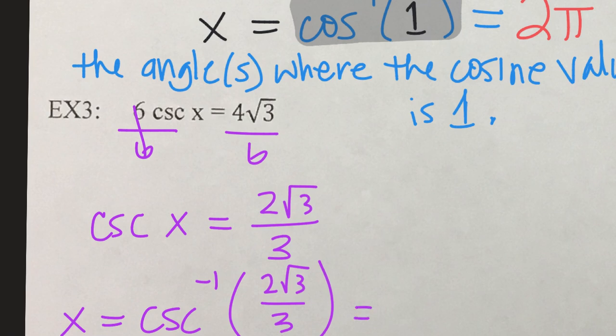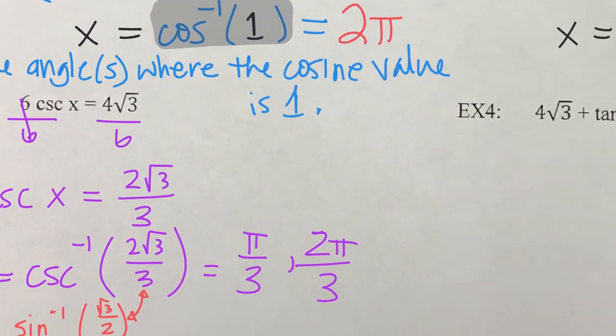And this happens at pi over 3, the first angle where the cosecant is 2 root 3 over 3. And it also happens at 2 pi over 3, the next place where the sine is positive and thus the cosecant is positive. It happens at pi over 3 and 2 pi over 3. So that's your solution. Those are the angles that will make that possible.